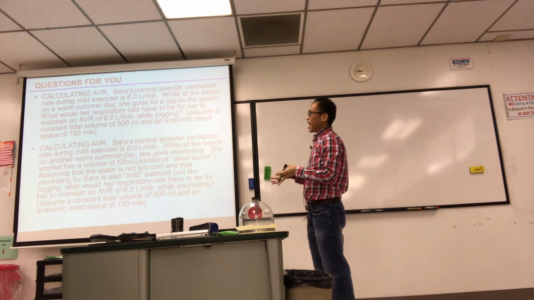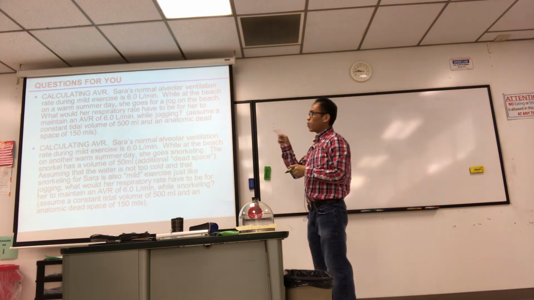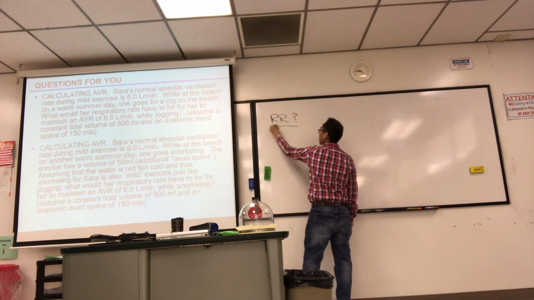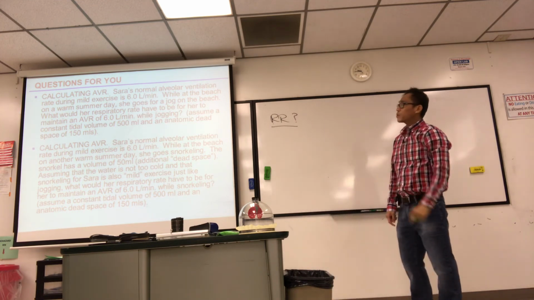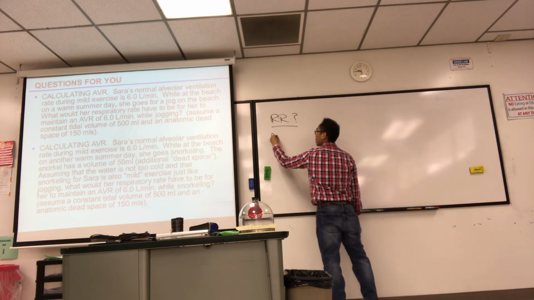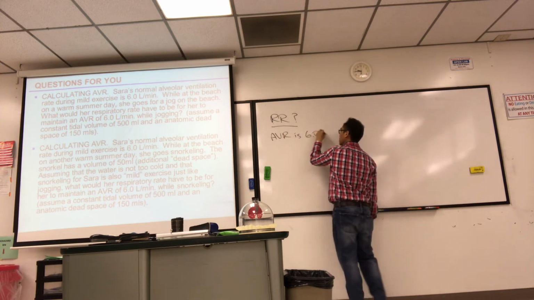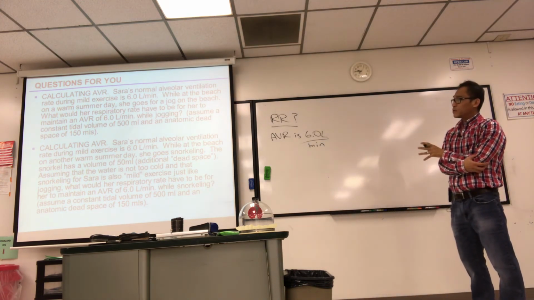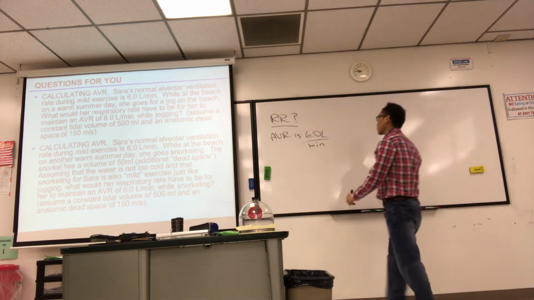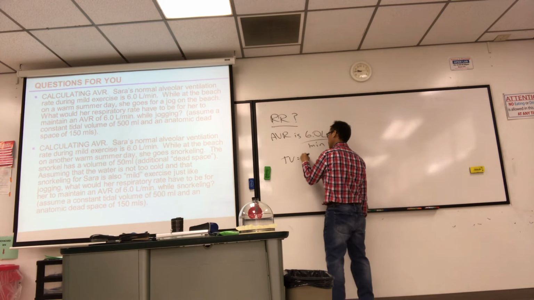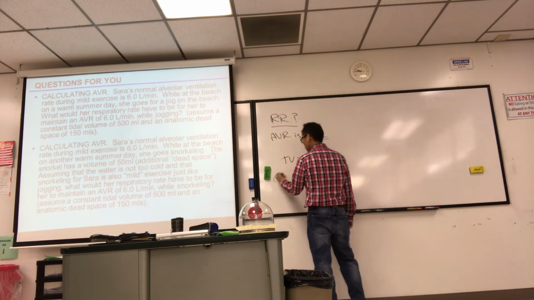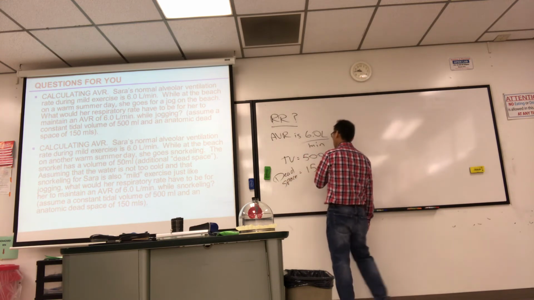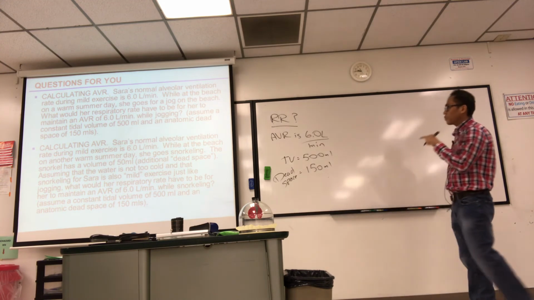First, let's figure out what they are asking for. We have to dig it out of there. It's asking for what would her respiratory rate be? Her breathing rate. What's her RR? That's what the problem was. What does it give you? Well, it tells you her AVR. AVR is 6 liters per minute. What else does it give you? It tells you tidal volume and dead space. Tidal volume is 500 mL, dead space volume is 150. And I believe that's it. It's asking you for RR.